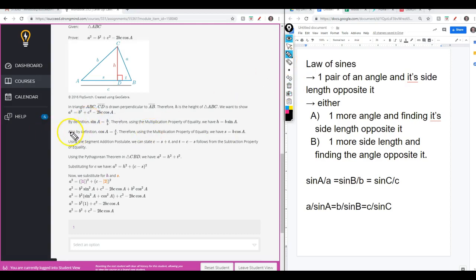for h. So also by definition, cosine of A is equal to s divided by b. Therefore, using the multiplication property of equality, we have s is equal to b cosine of A. Using the segment addition postulate, we can say that c is equal to s plus t. Alright, so the whole segment right here is equal to this segment plus this segment. Check. And t is equal to c minus s, follows from subtraction property of equality.